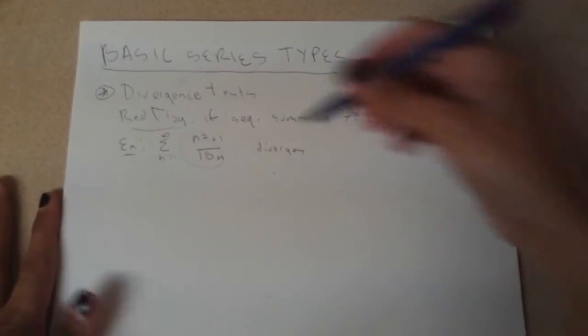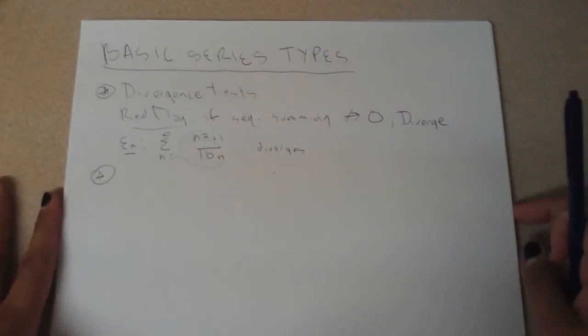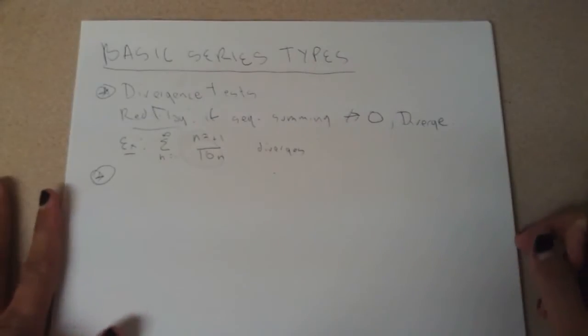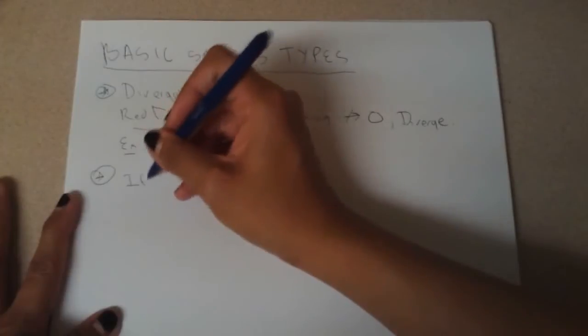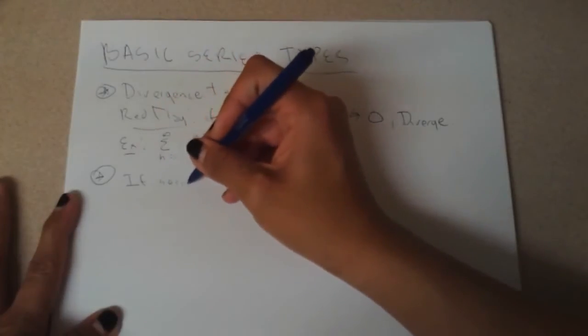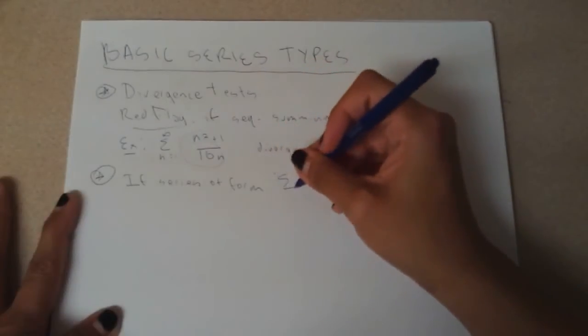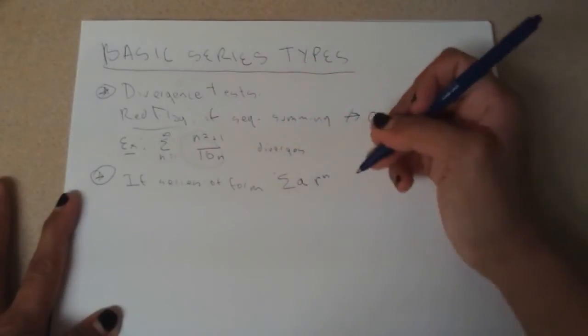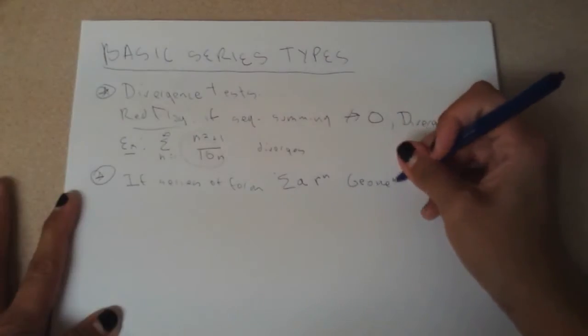As far as other basic series that I want to be looking at, there's another really early test that we covered. If my series is of the form a times r to the n, this is a geometric series.